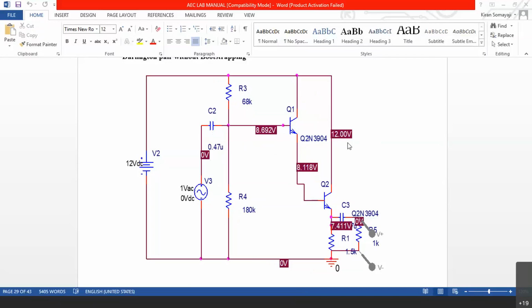So PSpice shows all these DC values. Later on you have to apply 1 volt AC, 0 volts DC, which means the input signal should not contain any DC component. It should be pure AC. You apply 1 volt here, you will get the same 1 volt here at the output. But how do you measure the input impedance? Anybody remembers how to measure the input impedance? Any students, do they remember?